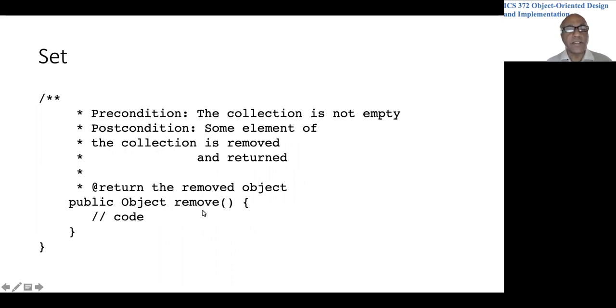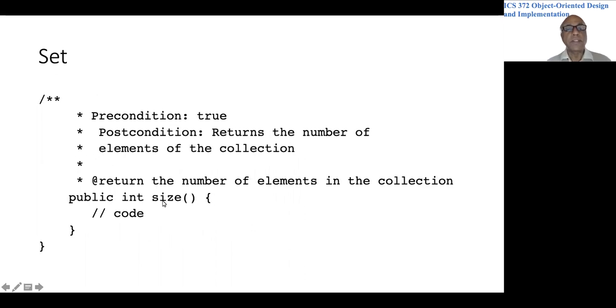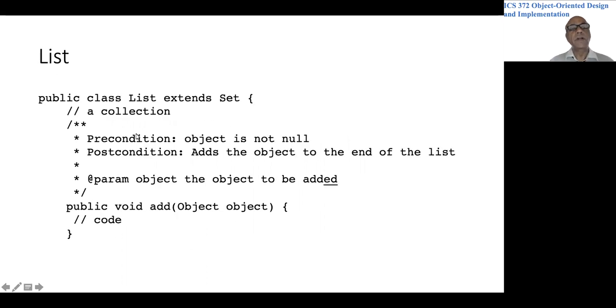Now let's look at a second method of set, remove. We are not showing the code here. The method should be called only if the set is not empty, and some element of the set will be removed and returned. Then there is a size method that tells you how many elements are in the set. The post condition is that it returns the number of elements of the collection. There is no precondition. It can always be called. Now let's look at a subclass of set. List extends set. And what we are trying to see is whether this is an appropriate way of subclassing.